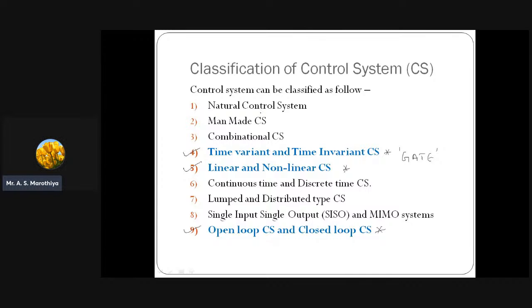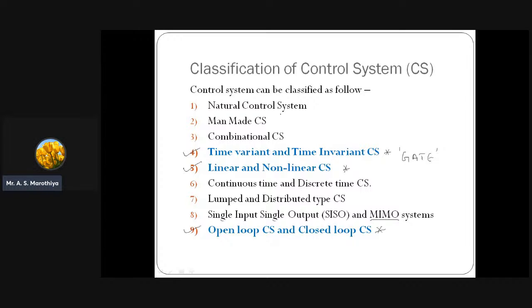Apart from this, let us make a quick discussion on natural control systems, man-made control systems, combinational control systems, then continuous time and discrete time, lumped and distributed. Then we have single input, single output, and multiple input, multiple output. MIMO stands for multiple input, multiple output system. Natural control systems are nothing but a kind of control systems that are designed by God, or they are naturally available in our environment.